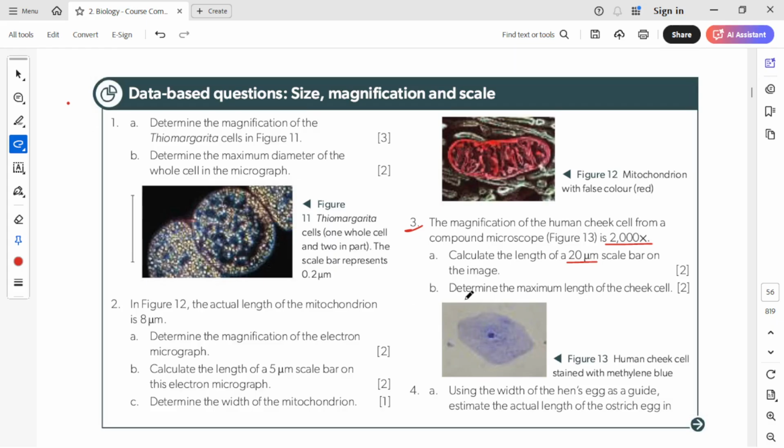Okay, so let's continue with part B now. Determine the maximum length of the cheek cell. So how will we determine the maximum length of the cheek cell? Here, using a scale, we can see what is the length of this cheek cell, and then we can find out the actual length of the specimen, right? We have already got the magnification. We can find the size of this cheek cell inside the image using a scale. So using that we can find out the actual size of the cell, right?